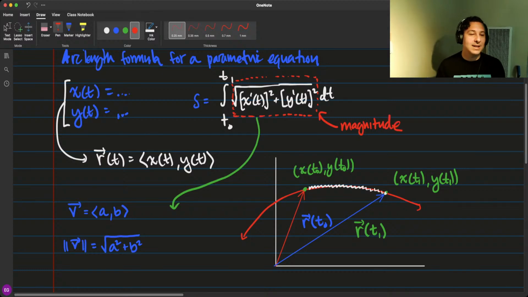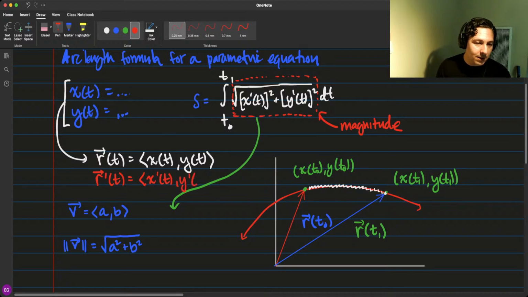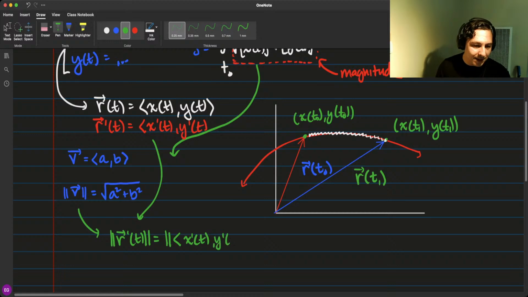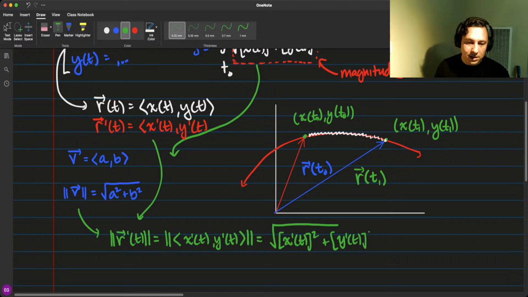And the interesting thing is, the more you look at this, you could figure out actually what it is the magnitude of, because what are the things that I'm going to be squaring? x prime and y prime. And those, quite simply, are r prime, because r prime is x prime and y prime. So the magnitude of r prime is the same thing as the magnitude of x prime of t comma y prime of t, which is the square root of x prime quantity squared plus y prime quantity squared.